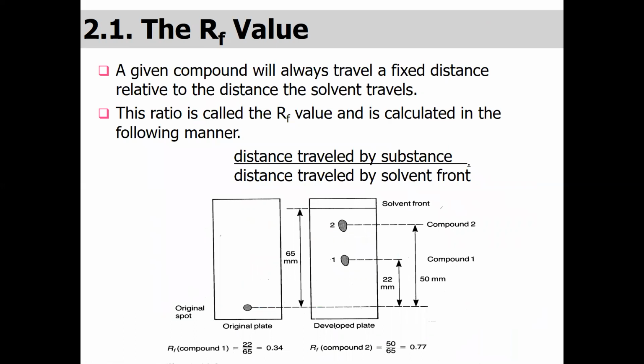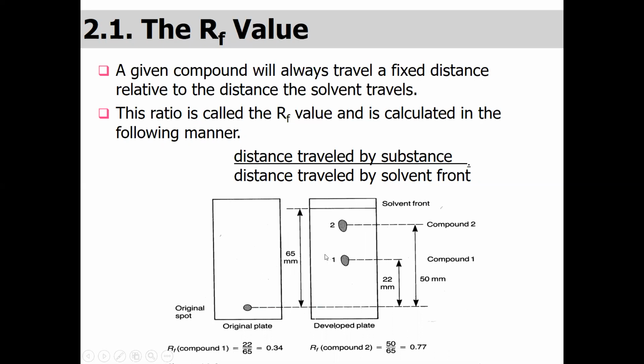Okay, now the next topic, which is very important: the calculation of the RF value. This point is very important in order to identify the compound, because with a certain solvent, and with a different solvent, different compounds have different RF values. All right. Now, how can we calculate the RF value? This is the formula: the distance traveled by the substance divided by the distance traveled by the solvent front. What is the solvent front? The solvent which is traveling here.